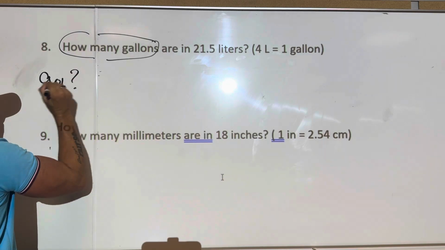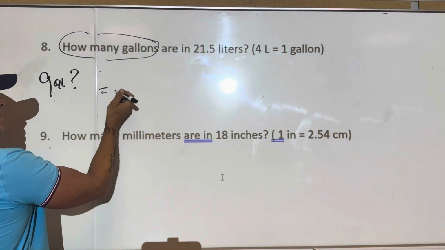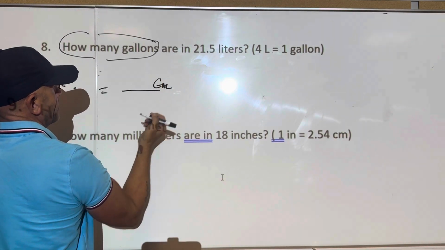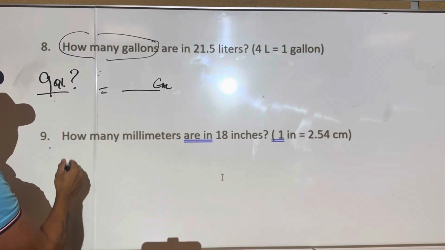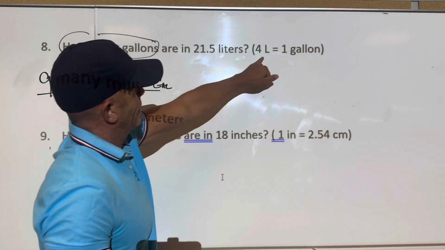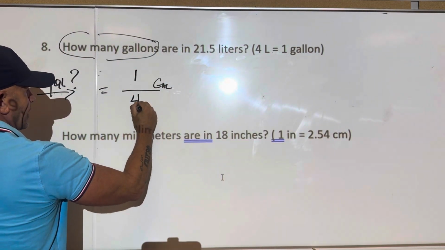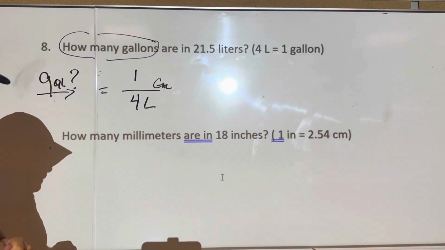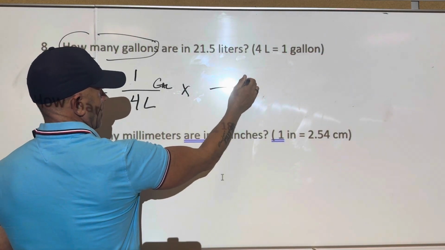Okay? How many gallons? Well, when we start our equation, where do we put it? Correct. We put it right here, first line, because that's what we're looking for. Remember, it always goes there. First line goes to gallon. Now, it says 4 liters equals 1 gallon. Well, we know 1 gallon is 4 liters, right? Well, how many gallons are in 21.5 liters? Times, what are we going to put here?